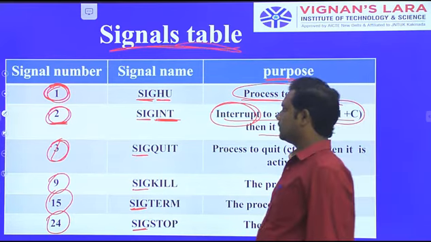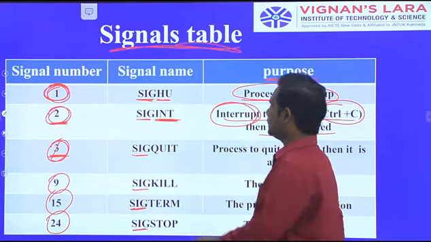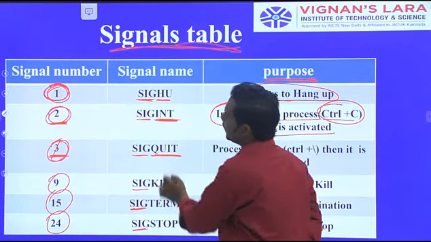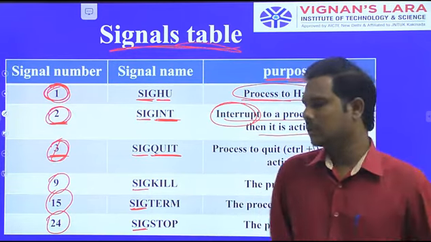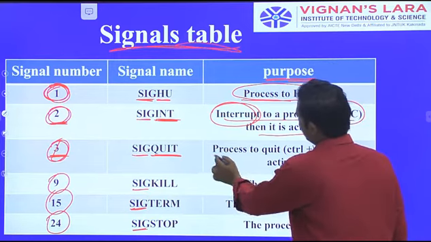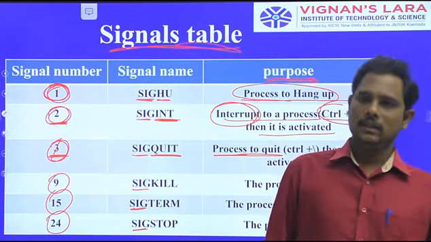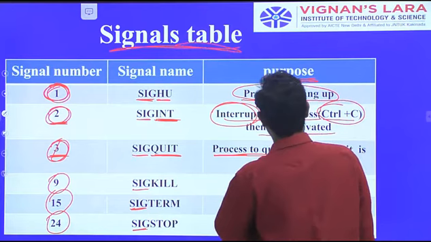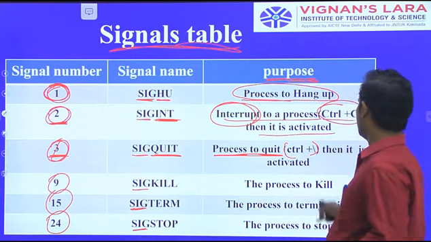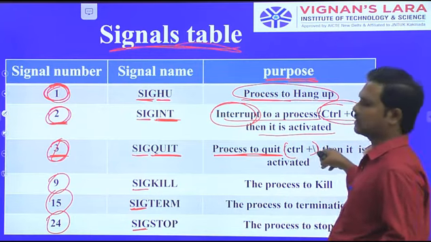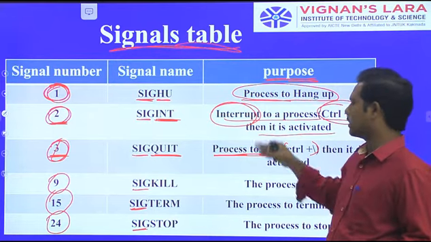Next, signal number 3. SIG is common. SIGQUIT. QUIT means quit. Automatically the signal is quit, and the process quits. There may be some problem, or the process may be complete, and at that time the signal will be quit. The shortcut for this is Control plus slash symbol. The signal continues.